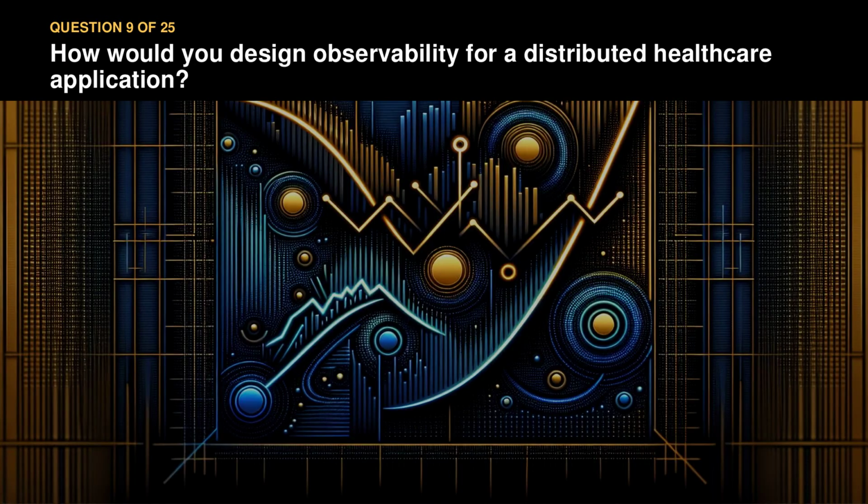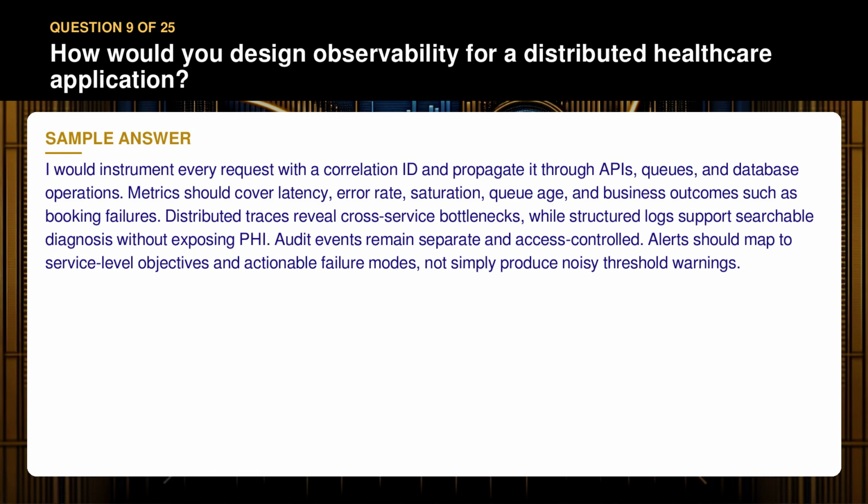Question 9. How would you design observability for a distributed healthcare application? I would instrument every request with a correlation ID and propagate it through APIs, queues, and database operations. Metrics should cover latency, error rate, saturation, queue age, and business outcomes such as booking failures. Distributed traces reveal cross-service bottlenecks, while structured logs support searchable diagnosis without exposing PHI. Audit events remain separate and access controlled.